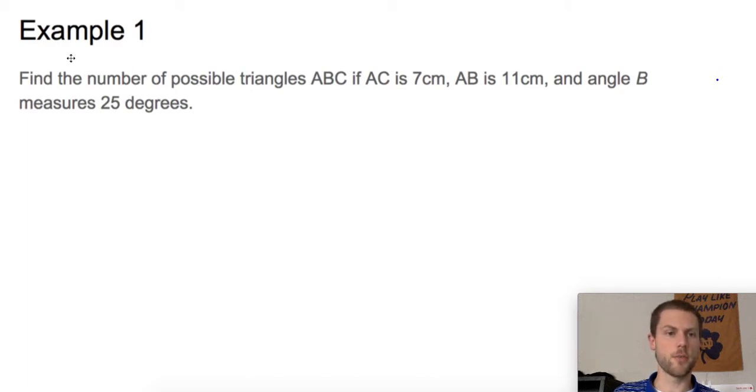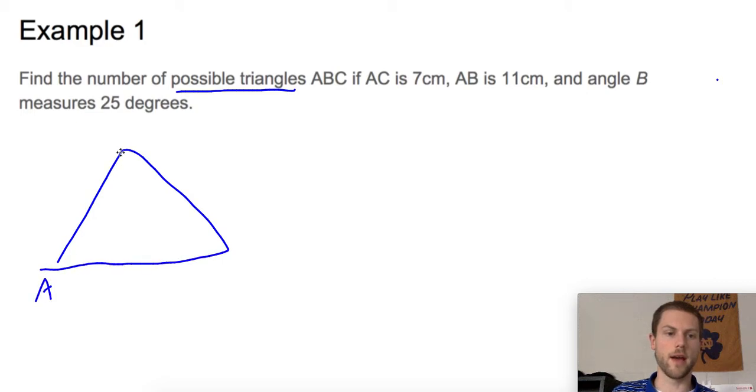So in this first example, we want to find the number of possible triangles in triangle ABC given all this information here. What I like to do first is draw a triangle. It really doesn't matter. I don't really care about it being to scale. You can spend a lot of time thinking about the configurations, but at the end of the day, I just need a picture to put some information on.